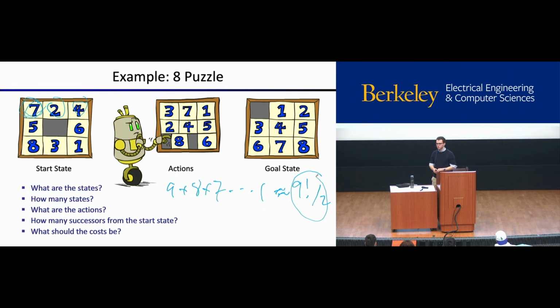What are the actions? We can move the tiles that are adjacent to the empty square. So 6, 5, 2, 3, we can move those into the empty square, and that causes a new configuration. That's a new state. How many successors from the start state? Well, there's just those 4. But from other states, like from this state, which is actually the goal state, there's 2 successors. 1 could move into the space, and 3 could move in. So there's not the same number of actions in every state.